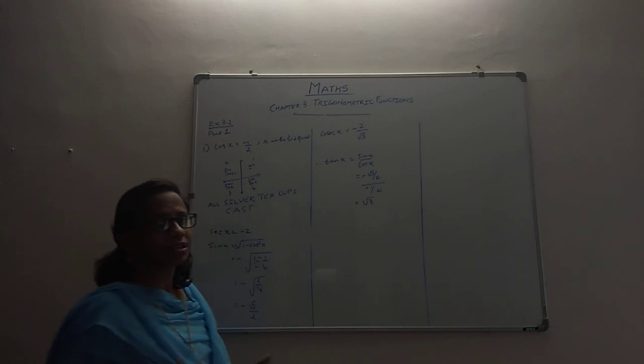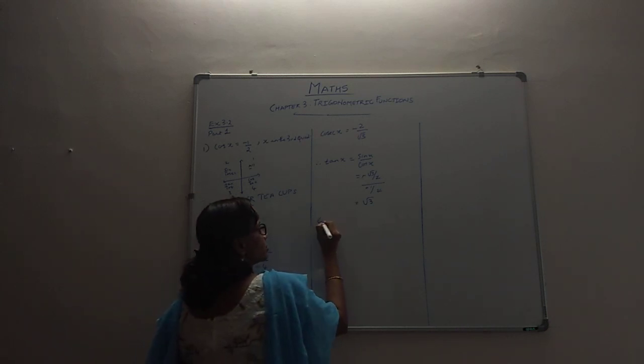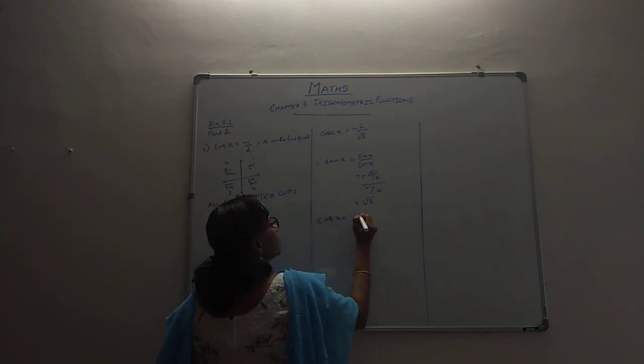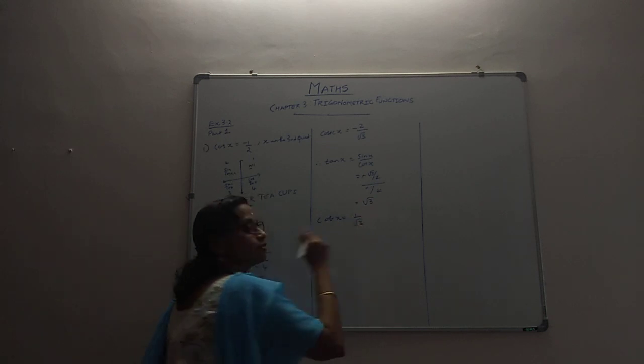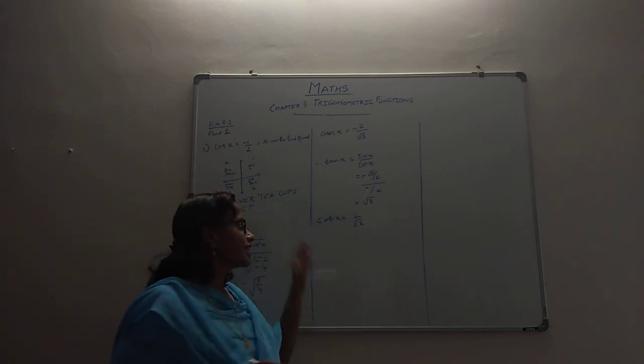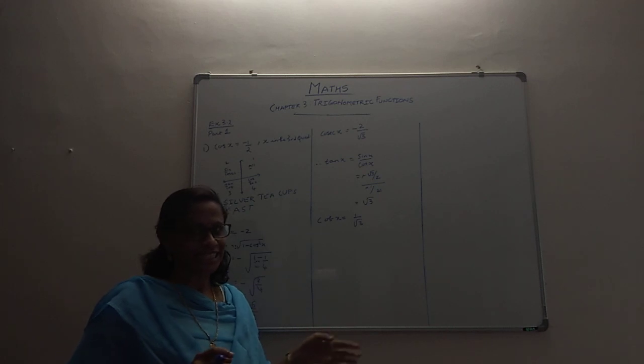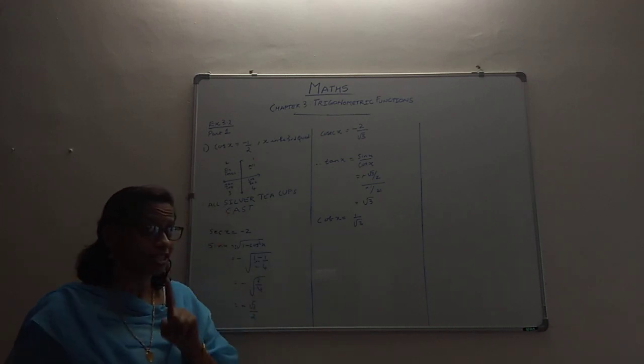So if tan x is root 3, we can get cot x also, and that is positive. Cot x will come to 1 by root 3. So that way we have found all trigonometric ratios. This is how we go about finding the trigonometric ratios. This was our first question.